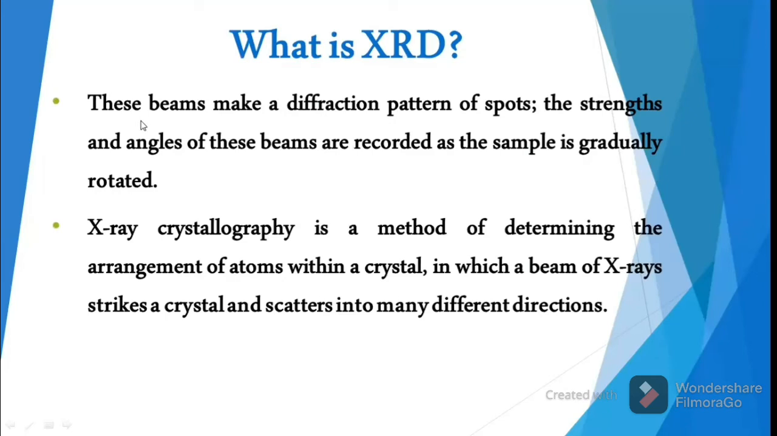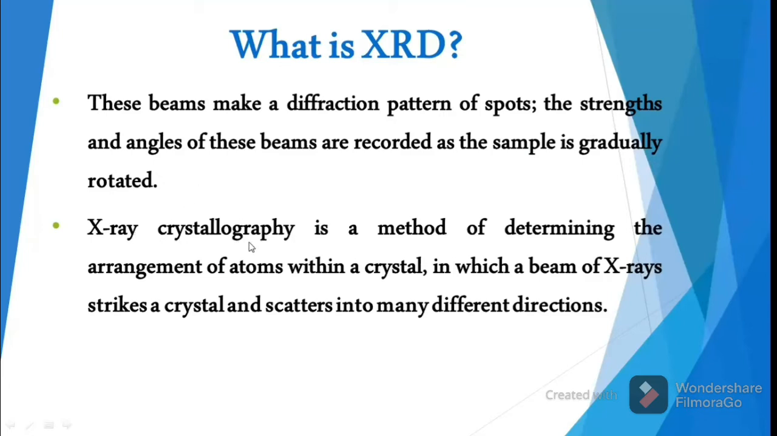and they will produce a particular beam pattern, which is shown by the XRD micrograph. And these beams make a diffraction pattern of spots, and the strength and the angles of these beams are recorded as the sample is gradually rotated, from 0 to theta position, maybe from 0 to 90, maybe from 0 to 120, as per your recommendation.